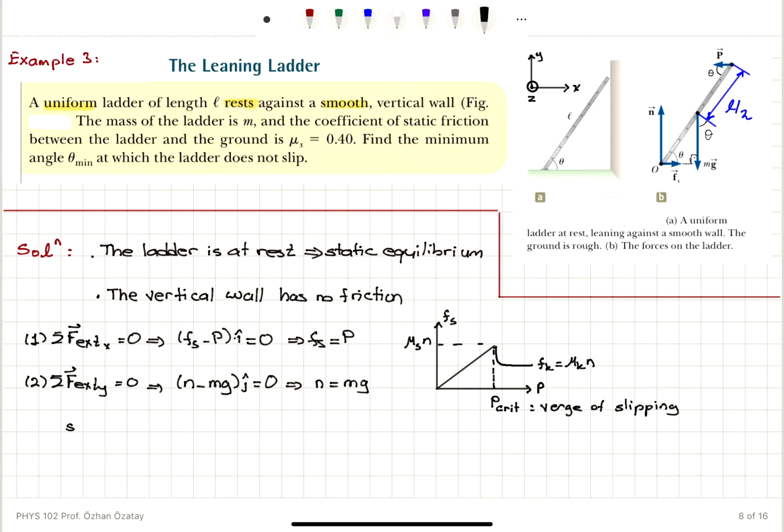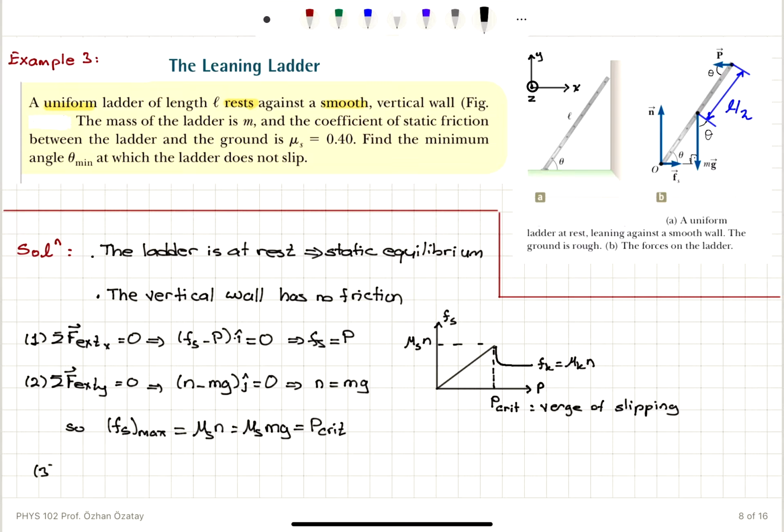So we see that the maximum value of static friction is coefficient of static friction times the normal force, and I have found from the translational equilibrium requirement number 2 that N must be equal to mg. So mu s times mg is equal to the critical value of the contact force on the wall.